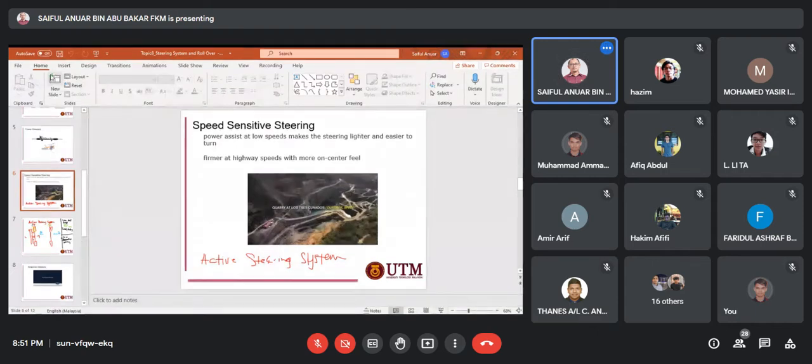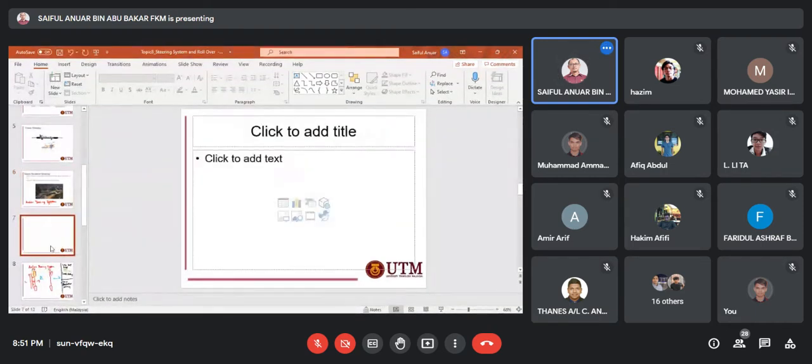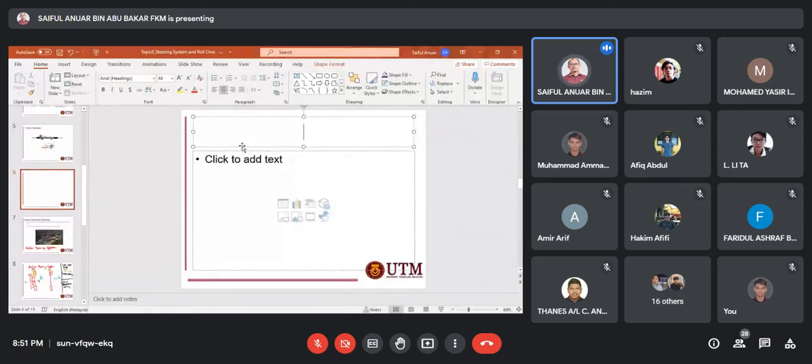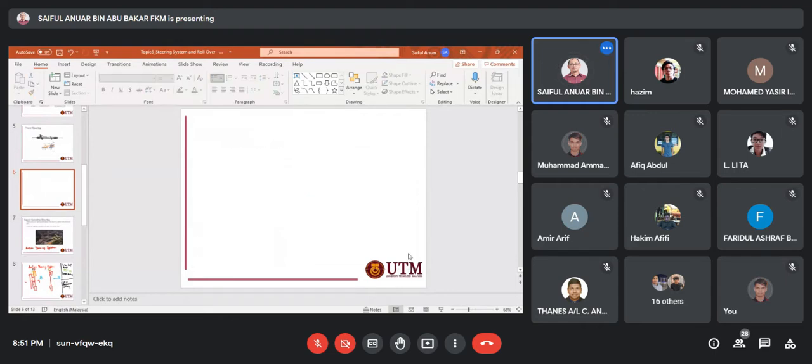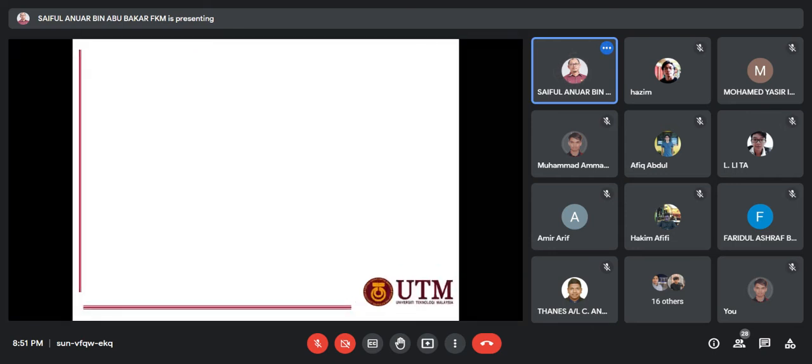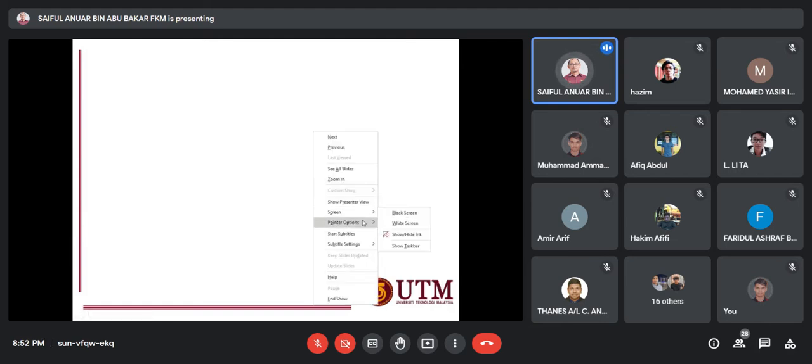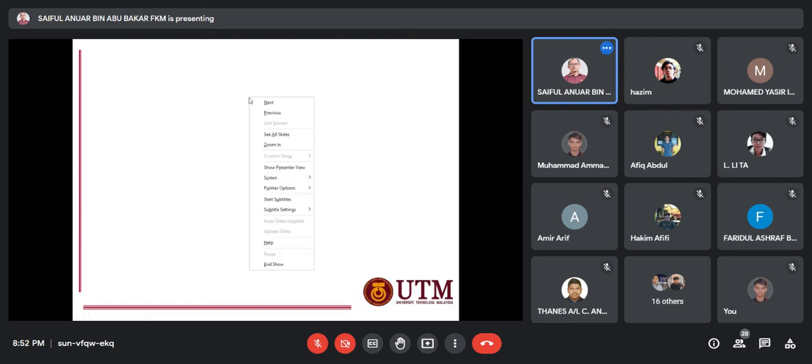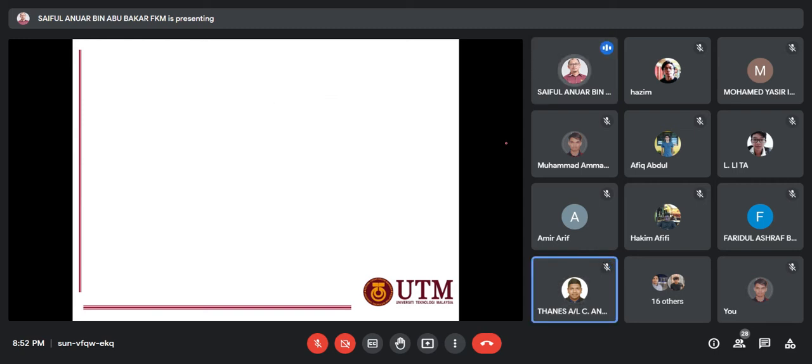I don't have a slide view, so I'll show this first, to avoid confusing you on the levels of steering system. Basically, check this one first. Can you see my screen now? Okay. So basically, we have levels of steering system.